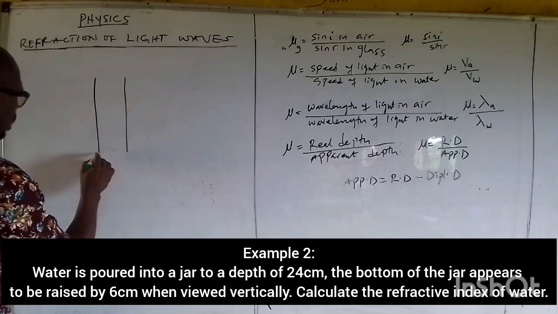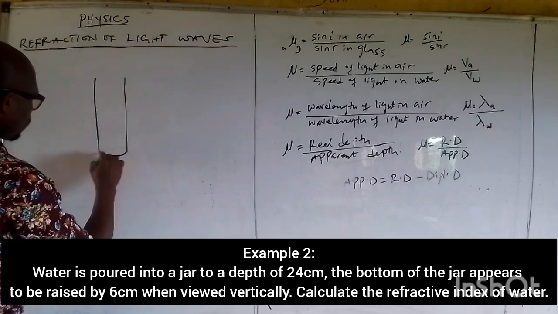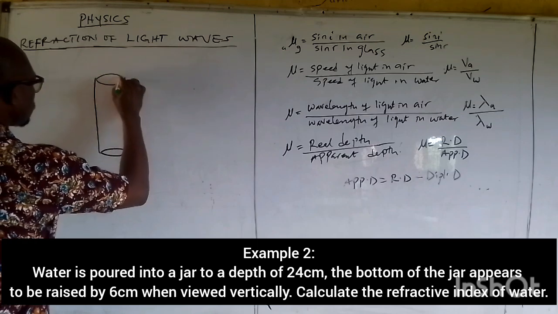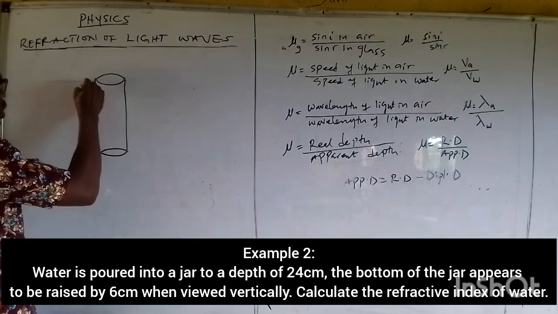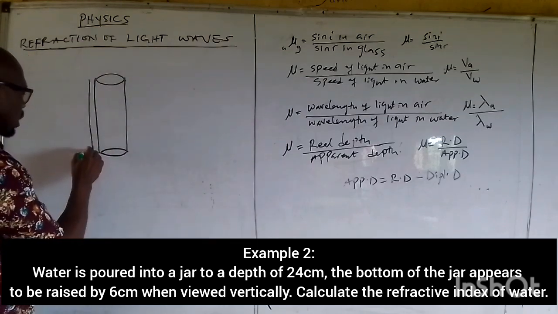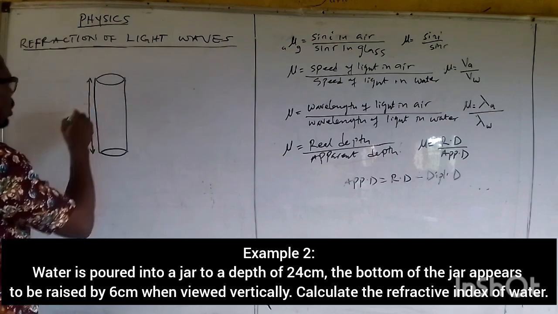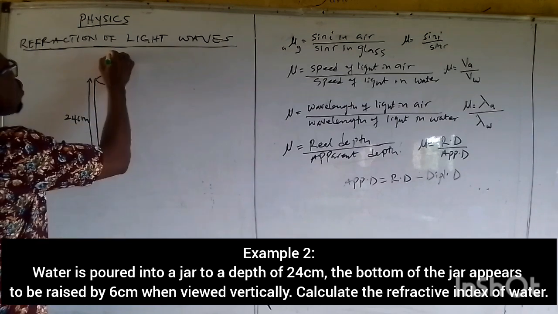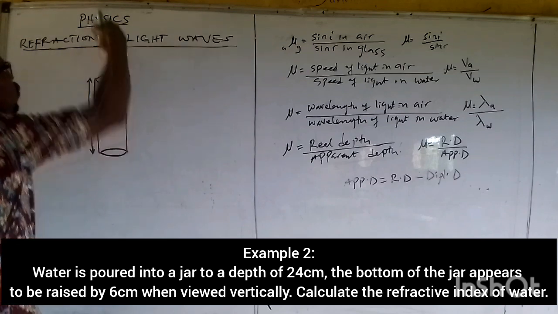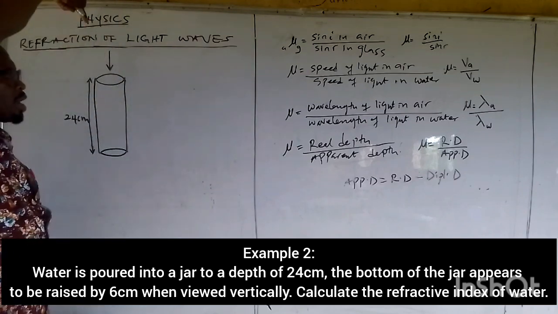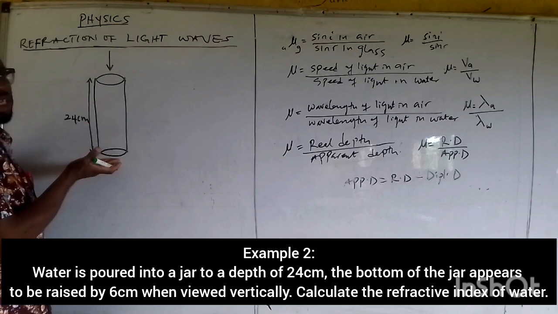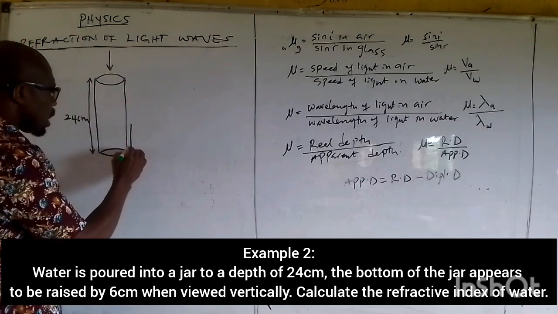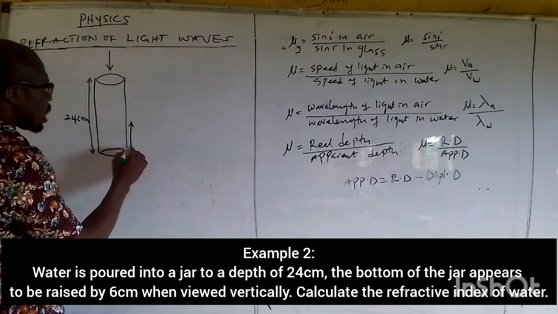Assuming this is our jar. We have the jar like this. We'll have this. Now from the question, they said the depth of the jar is 24 centimeters. Now when you view vertically, the bottom of the jar appears to be raised by 6 centimeters.